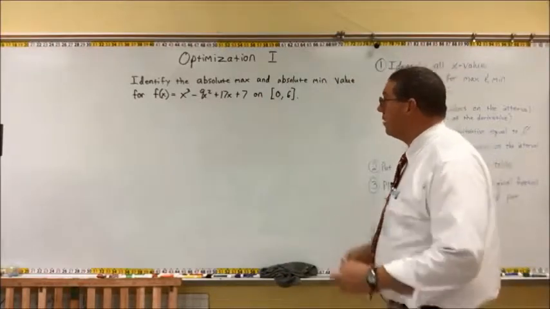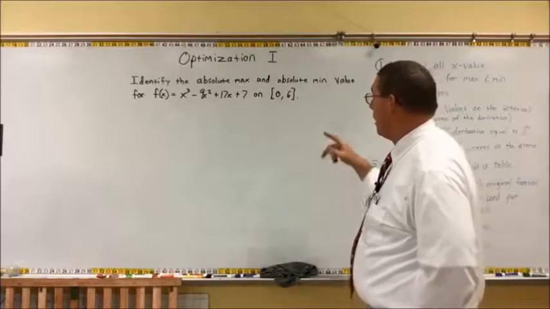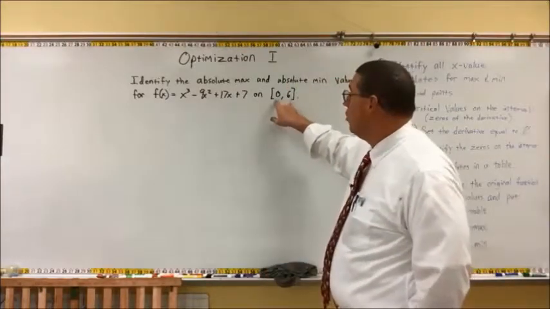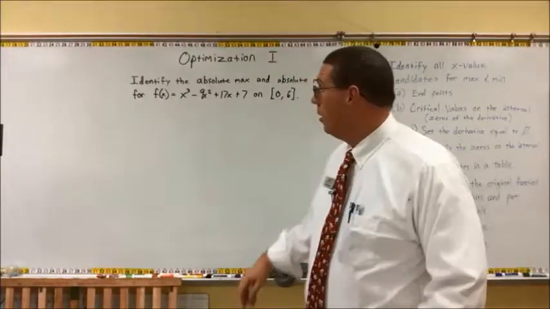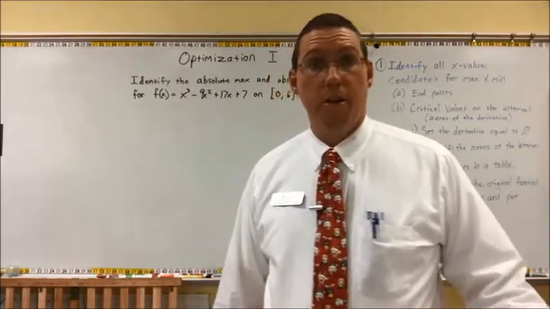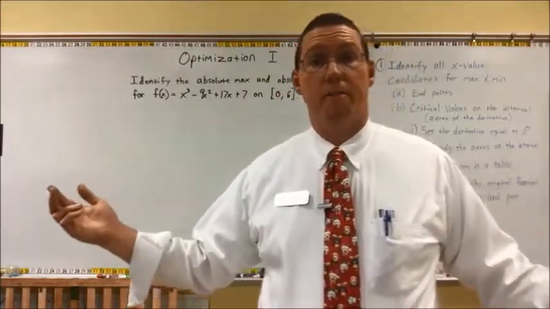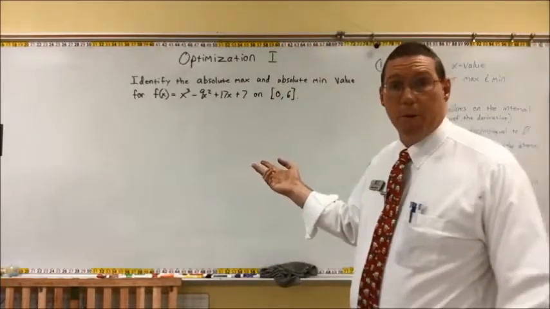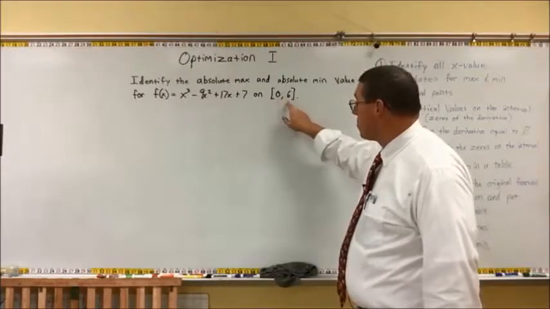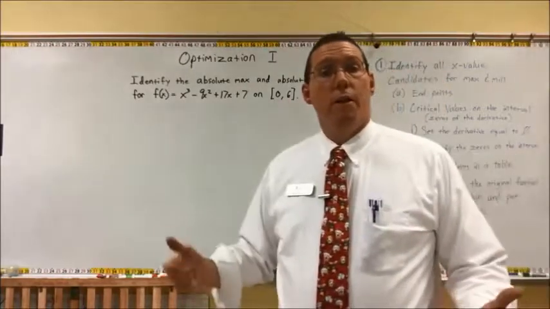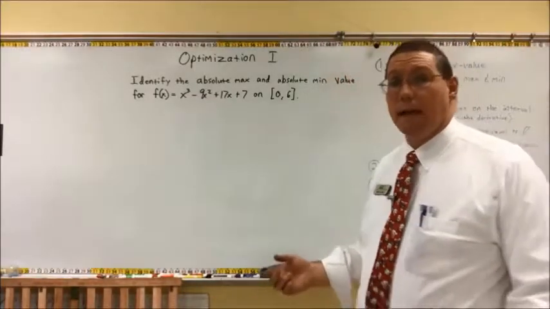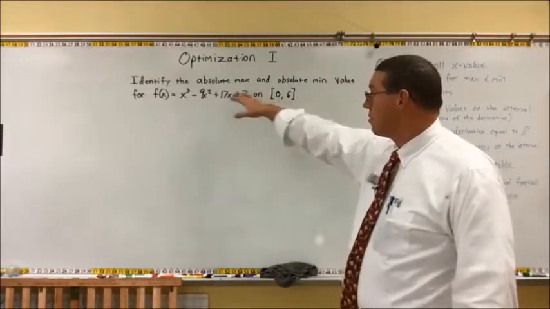So this problem says identify the absolute maximum and the absolute minimum value for this function f of x on the closed interval from 0 to 6. Now, this function is polynomial. Therefore, it is continuous. From negative infinity to positive infinity, continuous. Because all polynomials are continuous. And it's on the closed interval from 0 to 6. Since it's a closed interval, the extreme value theorem applies. There must be an absolute maximum and an absolute minimum on the interval from 0 to 6 on this function f of x.